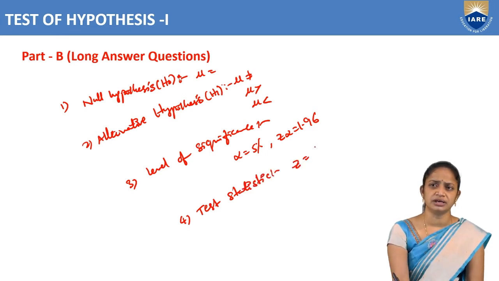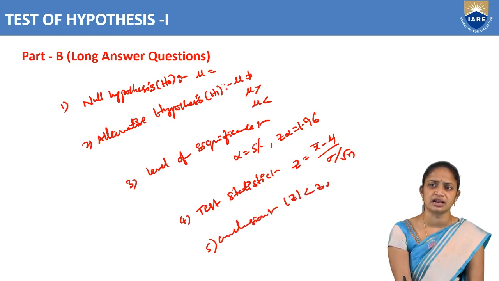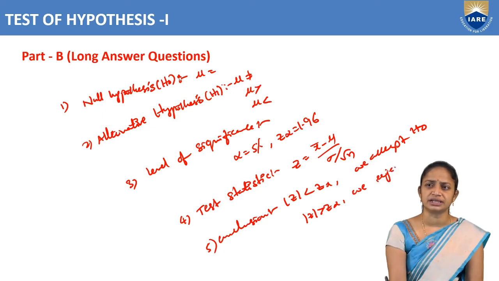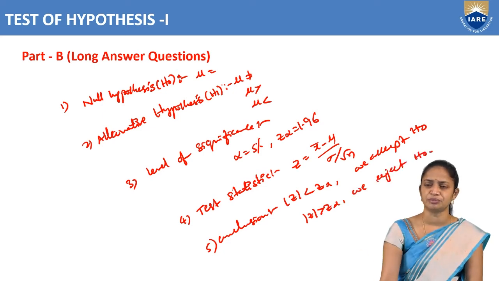Here z equals x bar minus mu by sigma by root n. And the fifth one is the conclusion. So coming to the conclusion, if modulus of z is less than z alpha, we accept H naught. If modulus of z is greater than z alpha, we reject our H naught. So this is our procedure.